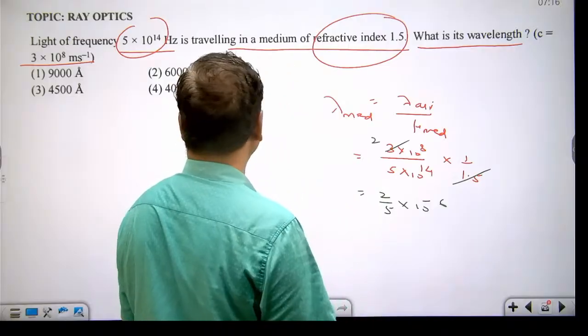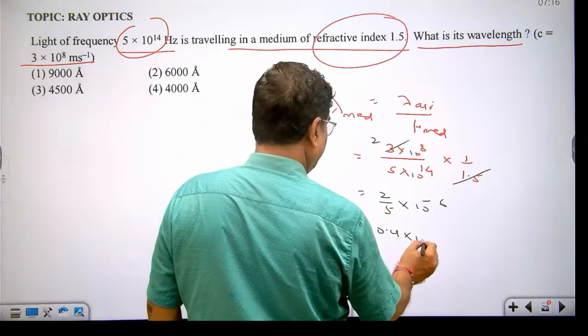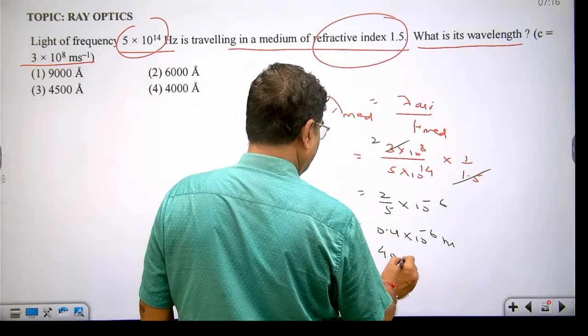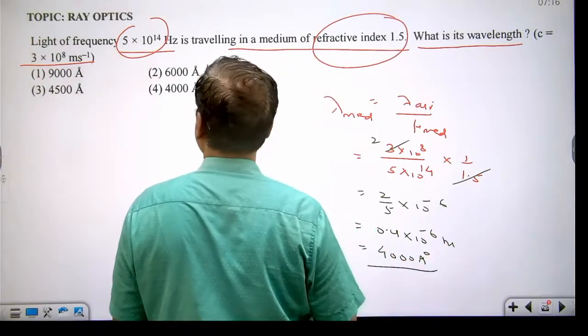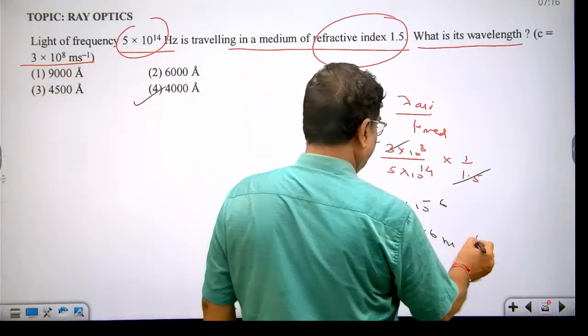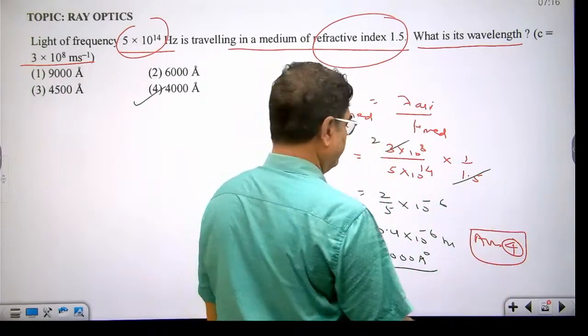Okay. So this is how much? 0.4 into 10 power minus 6 meter. 4 into 10 power minus 7 meter means 4000 angstrom. So out of 4 choices, the correct choice is option 4. Option 4 is the correct answer.